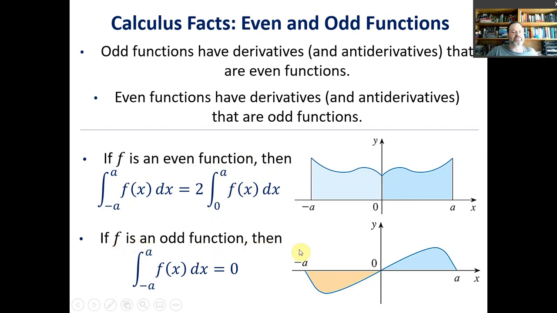If f is an odd function, then because it's the same on both sides, odd functions are negative on one side if they're positive on the other. So as you move away, the size is the same, but the direction is opposite. So the integral from negative a to a of any odd function is 0.